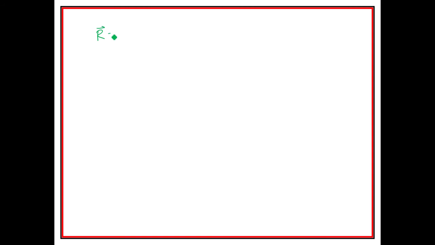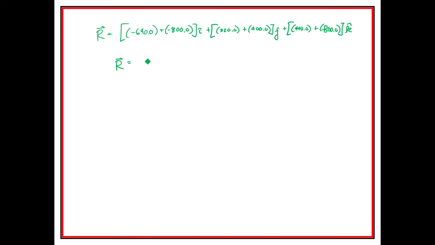We say that R is equal to negative 640 plus negative 800 I, plus 320 plus 400 J, plus 440 plus negative 800 K. And so the resultant is going to be negative 1440 I plus 720 J plus negative 360 K. And these are pounds, so that would be an answer if they wanted it.